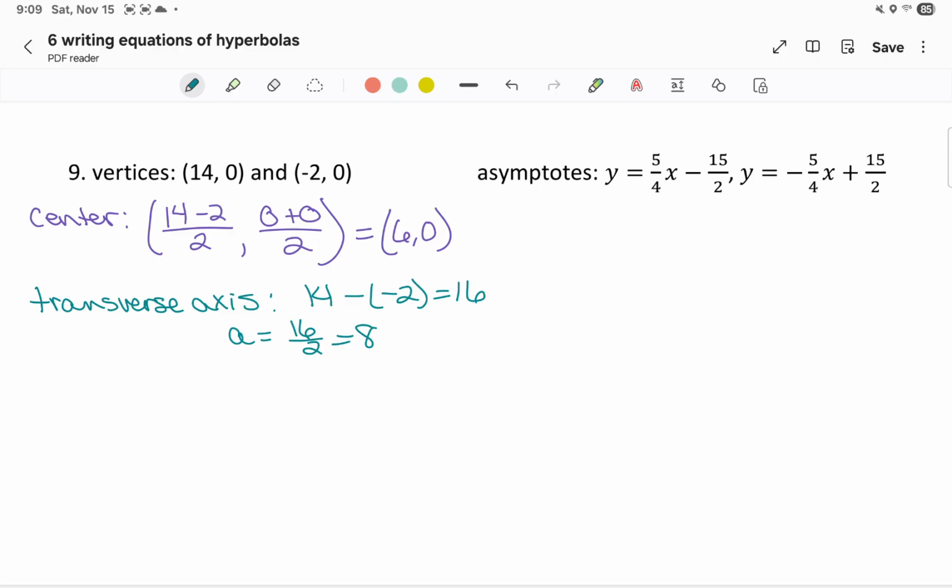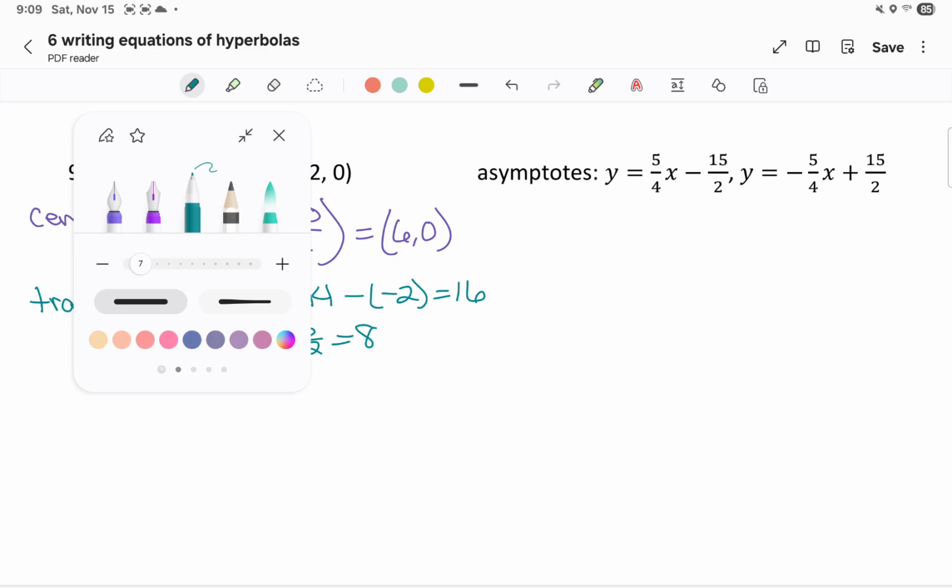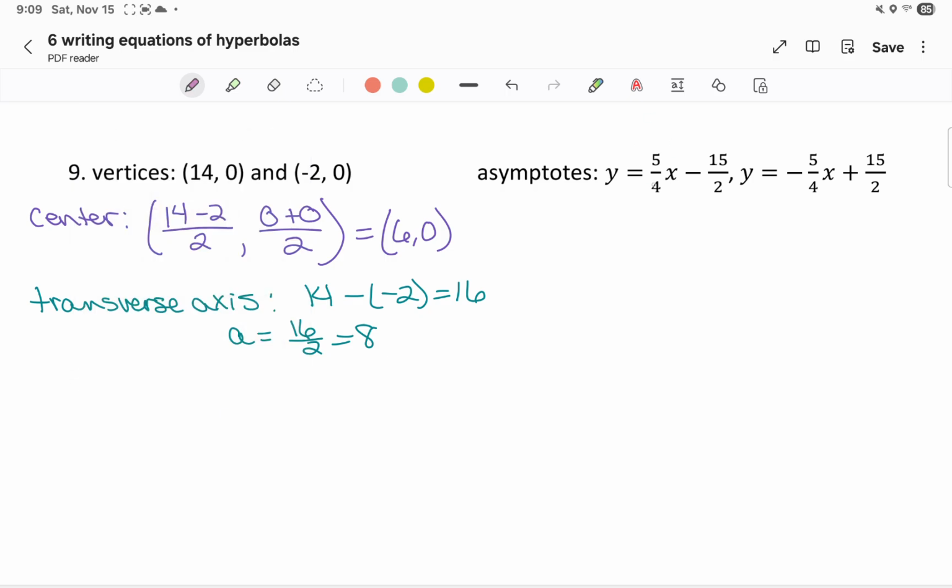And we actually could use our asymptotes to find our B. So remember that in your formula, your asymptotes are y equals, since we haven't figured out what we are yet, we are horizontal. So our asymptotes are b over a.